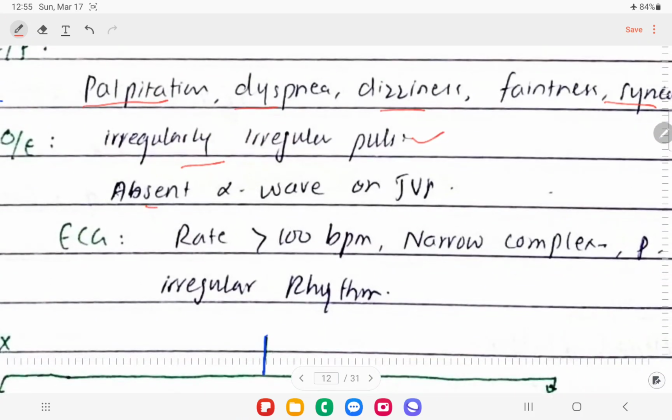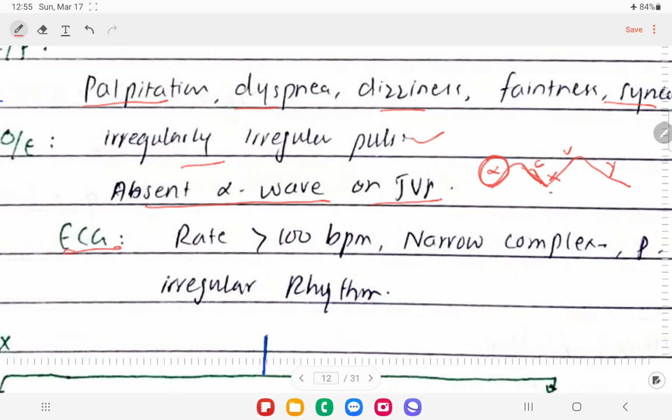And we will find an absent A wave on JVP. The A wave is because of atrial contraction. So we'll have this small C wave here. This is the A wave, then we'll have this C wave, then this descent is called the X descent, then we'll have venous filling, the V wave, and then the Y descent. Because the atria are not contracting in this condition, there are just fibrillatory waves in the atria, so the A waves will be absent on JVP in these patients.